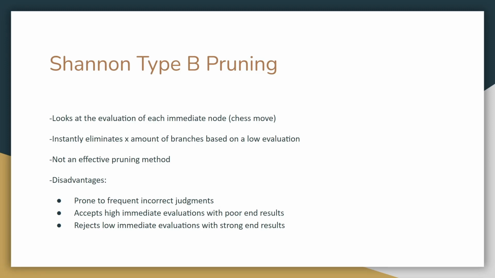And then same with the contrary. If a move looked bad, like, oh, maybe you're sacrificing a piece, but it could lead to checkmate, it wouldn't see that. It would say, you're sacrificing a piece, low valuation, we don't need to search that tree.